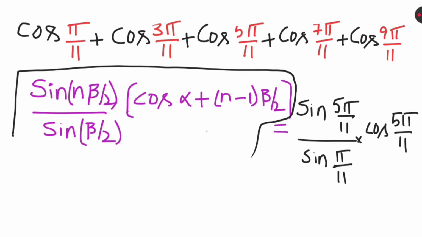Using this formula, we can solve this type of question in under 5 seconds. This is the easiest trick to solve cosine sums.